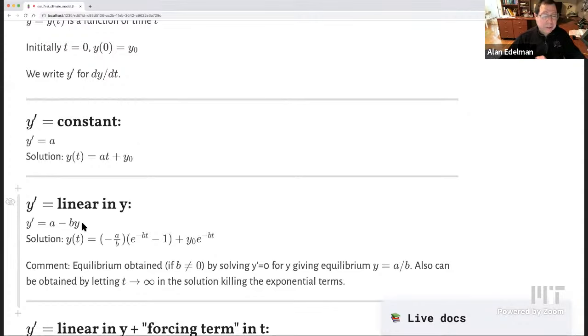But this is very symbolic math. There aren't that many pictures. And you can only take it so far.